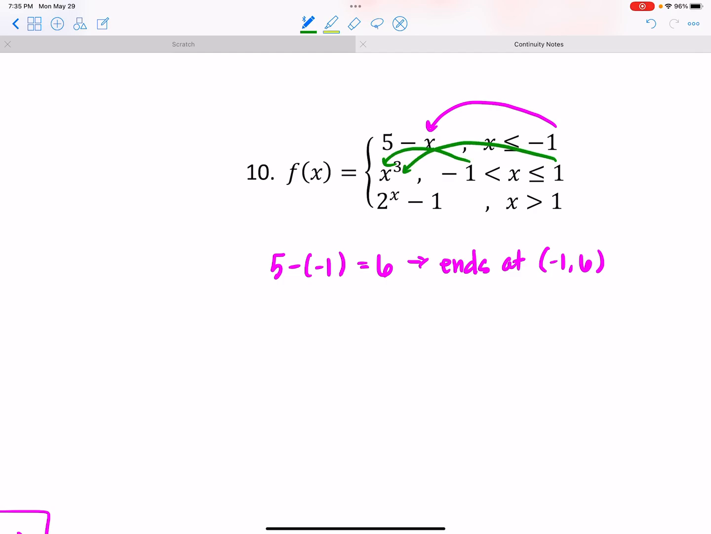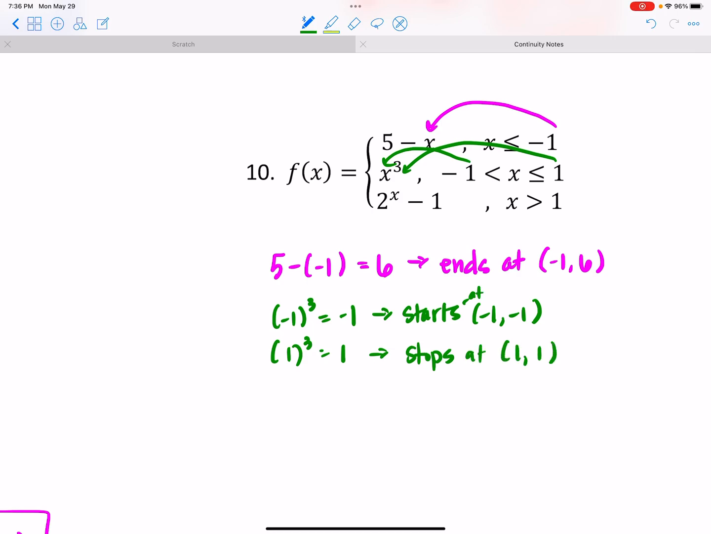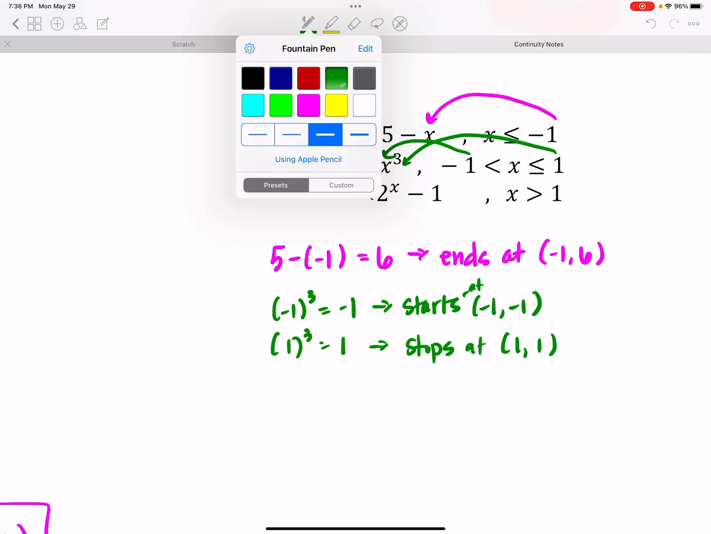So those 2 boundaries mean that middle piece will start and stop. So when I input 1 and -1, -1 cubed is -1, and +1 cubed is going to be +1. So that means this middle piece starts at -1, -1, and it stops at +1, +1. Okay? And then finally, let's look at this third piece.